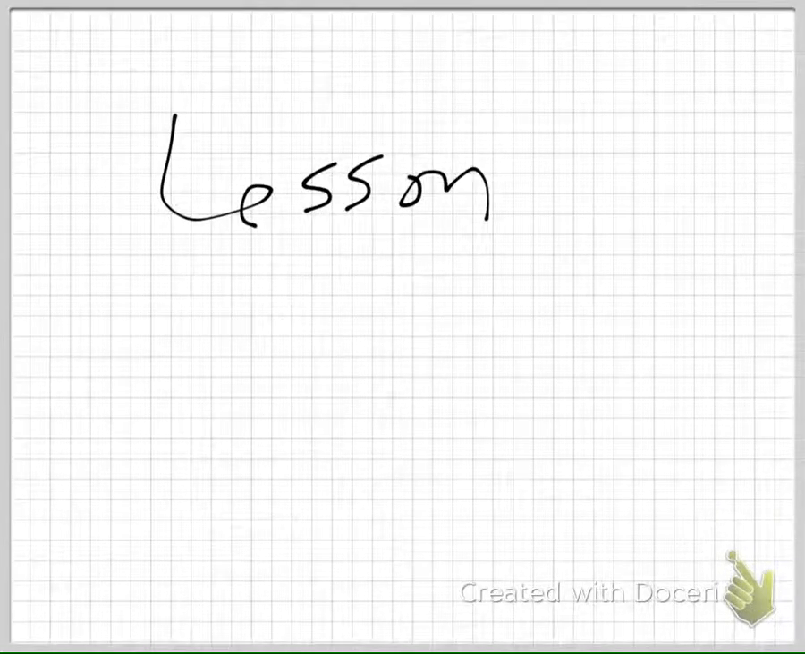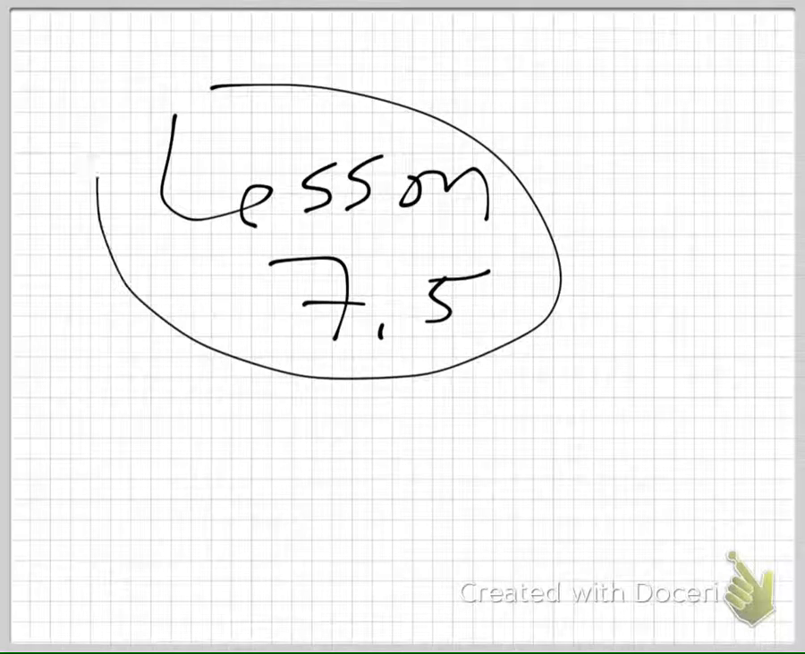This is Algebra lesson 7.5. Adding and subtracting polynomials. Okay, here we go. Lots of ways to do this, people. There's actually two ways of adding or subtracting polynomials. Okay? Two ways of doing this.